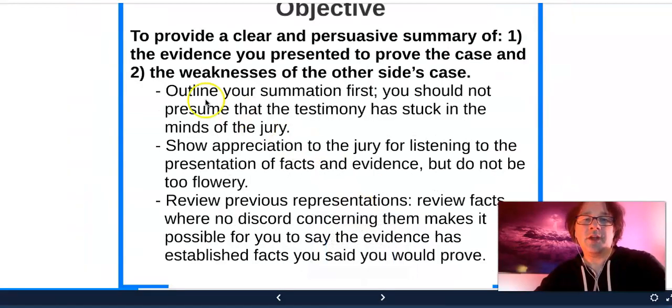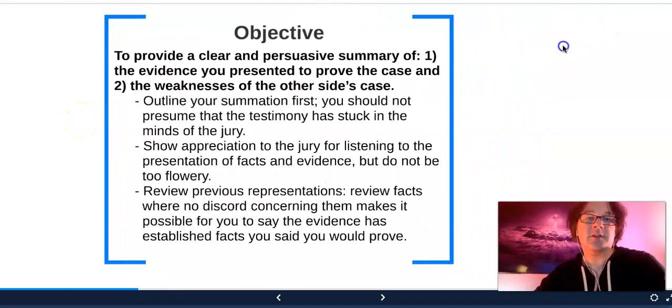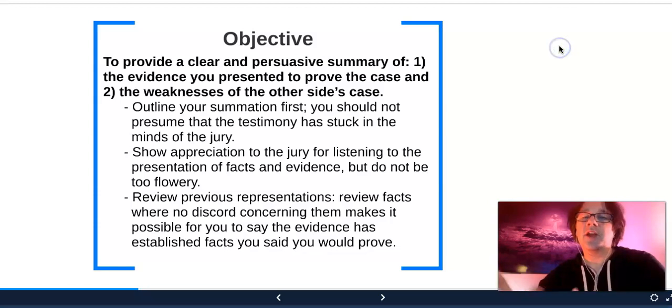So when it comes to their purpose, what's the objective here? Well, it's to provide a clear and persuasive summary of, one, the evidence you presented to prove your side of the case, right? And two, the weaknesses of the other side's case. So what we want to do is first outline your summation. So go through a summary.